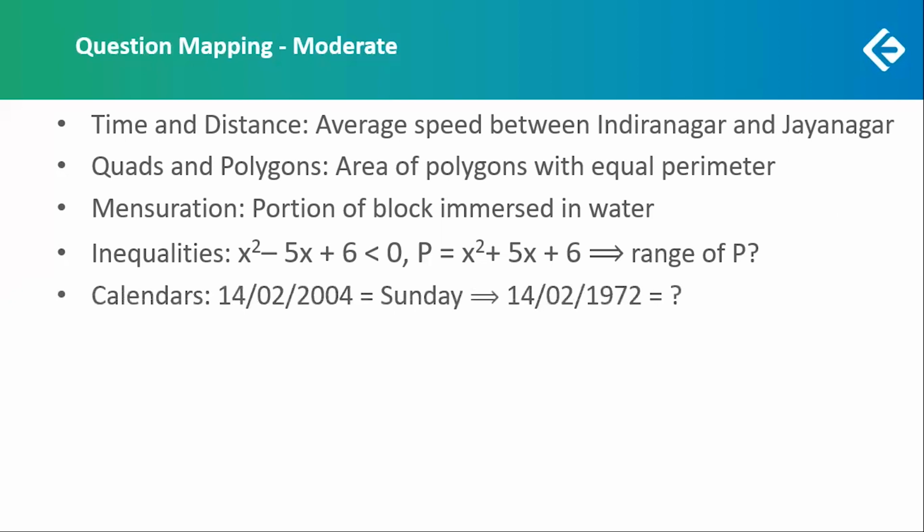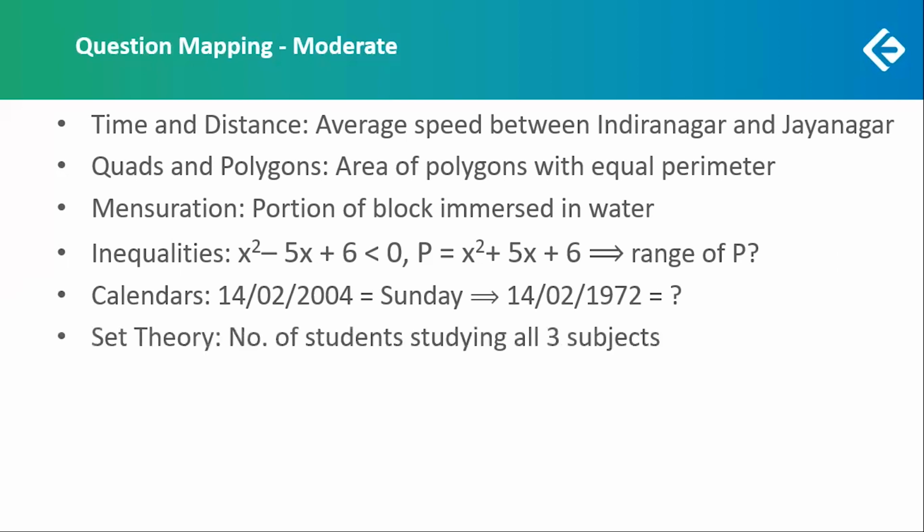Next was a question from calendars. It was given that 14th February 2004 was Sunday, and we had to find out the day on 14th February 1972. We can observe that the date and the month are exactly the same, so we can directly work on the odd days by looking at the difference of the years. We are going from 1972 to 2004, which is a period of exactly 32 years. In these 32 years, there are 8 leap years and 24 normal years. So we can calculate the odd days accordingly and find out the day on 14th February 1972.